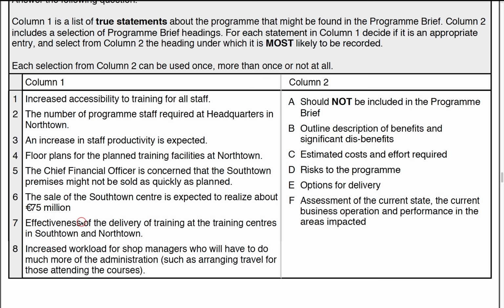7. Effectiveness of the delivery of the training centre in Southdown and Northdown. So this is looking at an assessment of the current state, and therefore we need to be able to understand what it would be like afterwards. So the effectiveness of delivering the training has to be looked at before and afterwards. Bit of a gap analysis in that case. So therefore we're going to be looking at the letter F, assessment of the current state, current business operation performance in the areas impacted, so we can therefore compare and make sure that we have had the change we planned for.